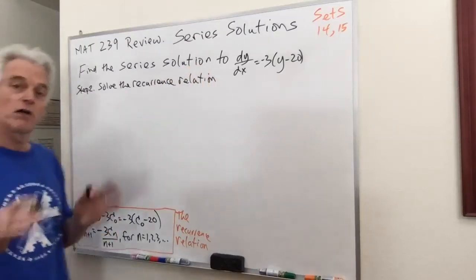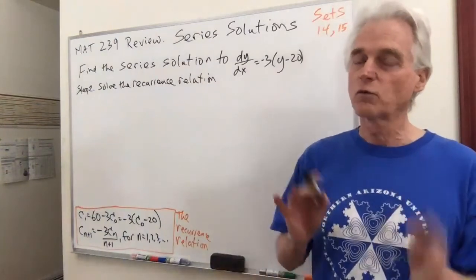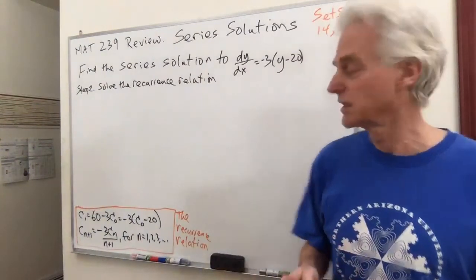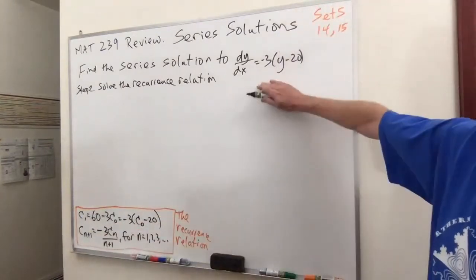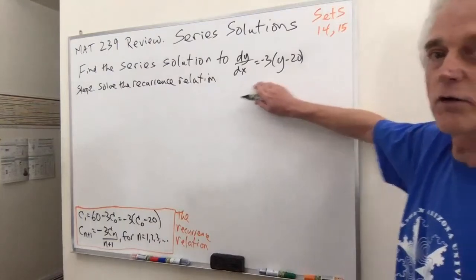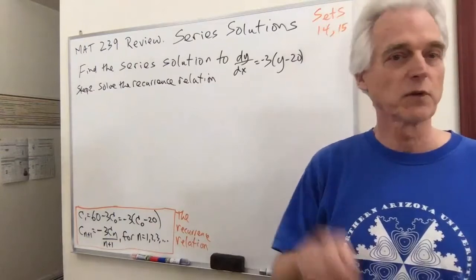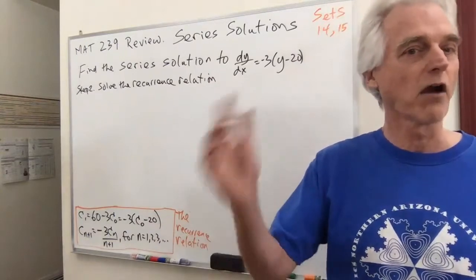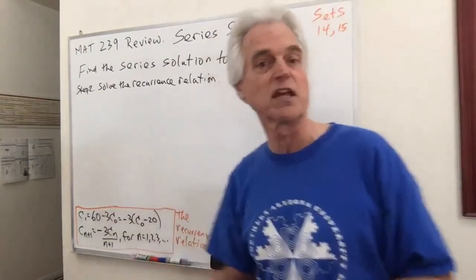Okay, and you notice that the recurrence relation doesn't tell me at all what C0 is. C0 is totally arbitrary. It starts with C1, and that's because this is a first order ODE. If I had a second order ODE, then the recurrence relation would not tell me what C0 and C1 are. They're arbitrary. And then the recurrence relation would tell me what C2, C3 is, etc.